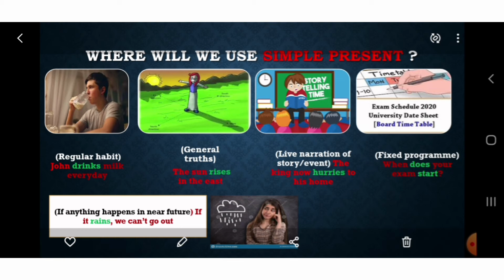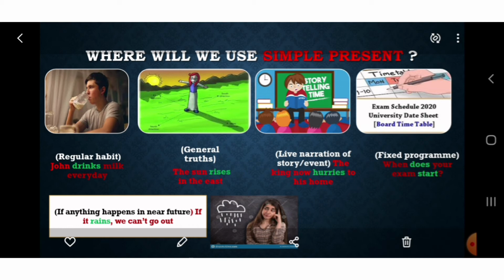Let's come to the fourth picture. Now here we can see some exam schedule. So I think it looks like some fixed program. So that means a program has been fixed. We know that it is going to take place some days after, but the program is fixed. So in that case also, although it is going to take place in the future, we will use simple present here as the program is fixed.